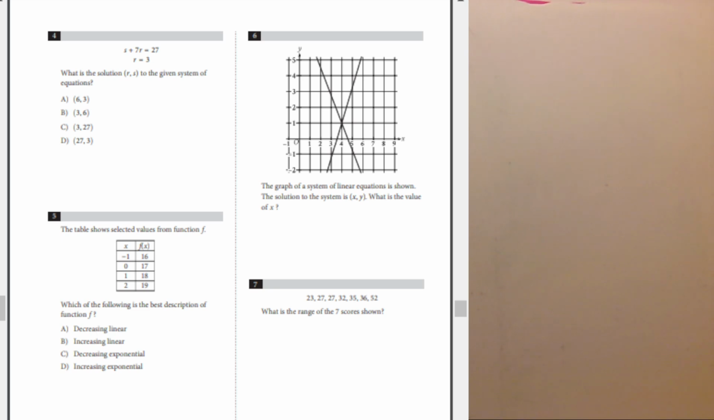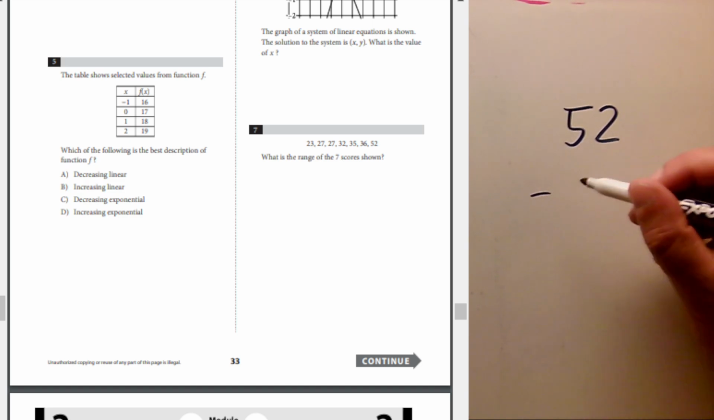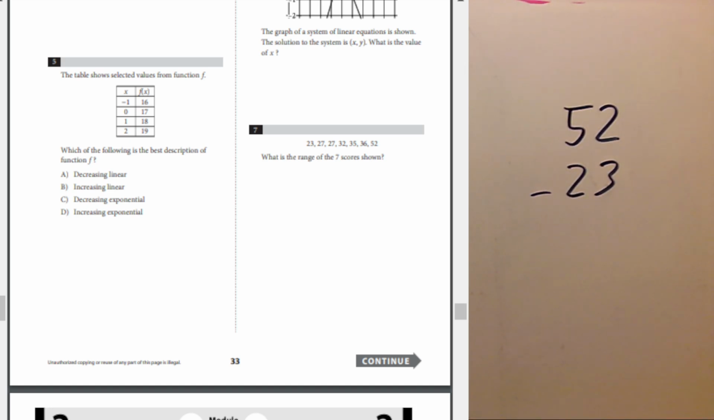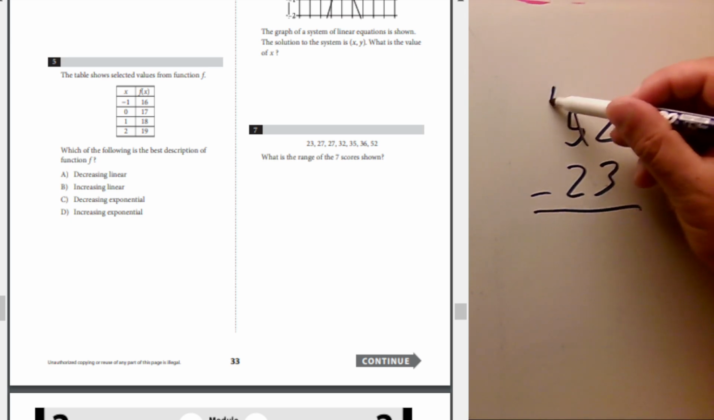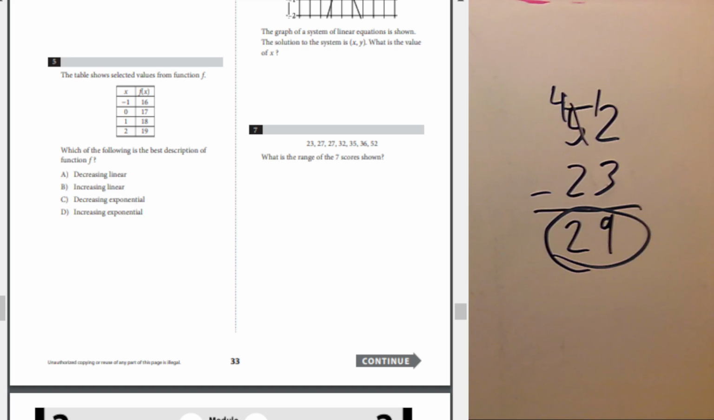The next one is sort of a memorization problem as well, number 7. They want you to remember what the range is. The range is the largest number minus the smallest number. Make sure you look at each number individually, because they might try to trick you and not list the numbers in order. In this case, it is listed in order, and your largest number is 52, and your smallest number is 23, my bad. So we just subtract that. Take 1 from here, put it here. Got 9. 4 minus 2 is 2. And 29 would be your range.